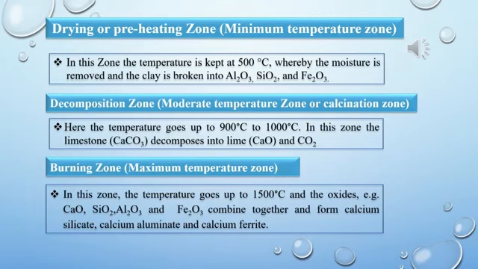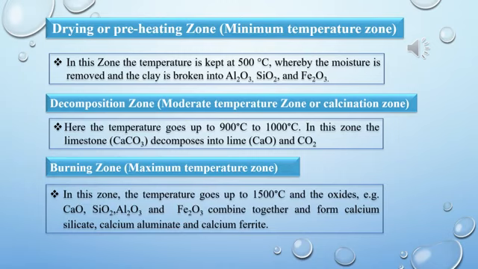Students, in the first zone, which is known as the drying or preheating zone, the temperature is kept up to 500 degrees centigrade. Here, the moisture is removed and the clay is broken into aluminum oxide, silicon dioxide and iron oxide. Is it clear or not?